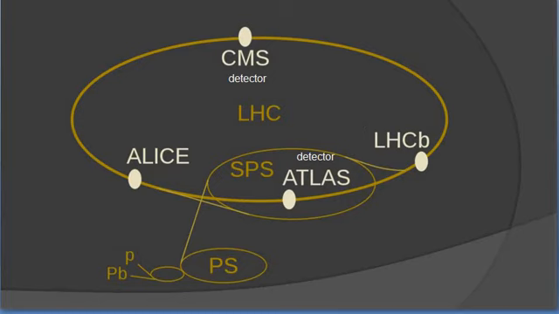This is the overall look of the Large Hadron Collider. You can see that it contains two detectors, ATLAS and CMS, along with ALICE and SPS.